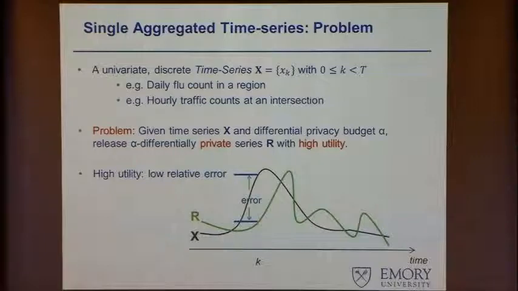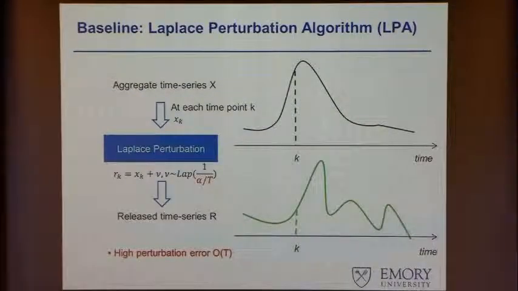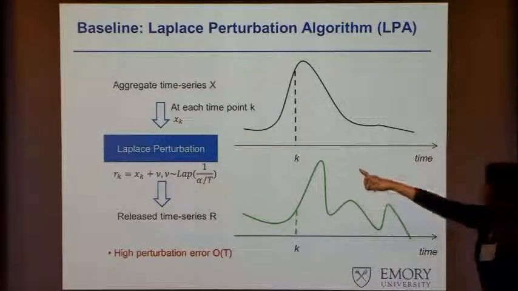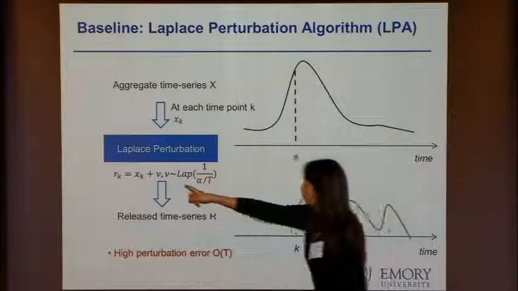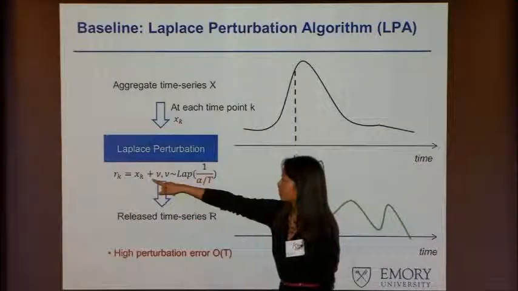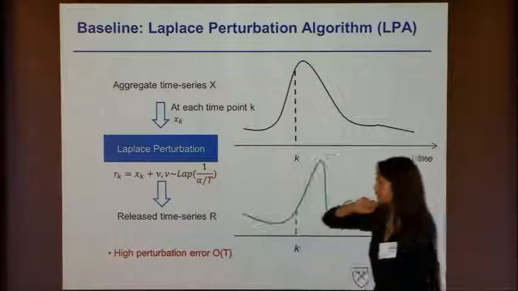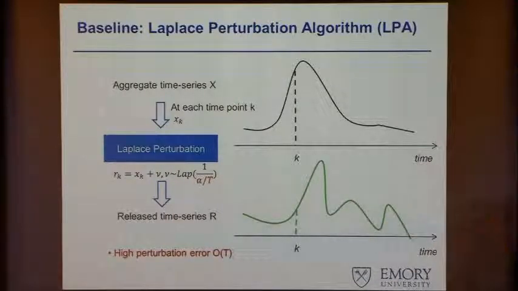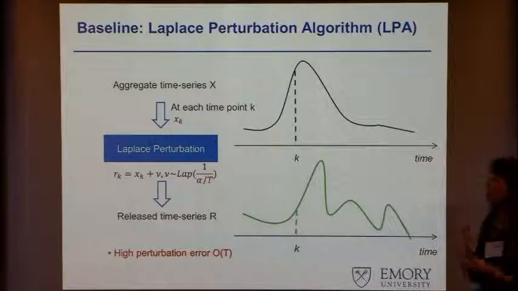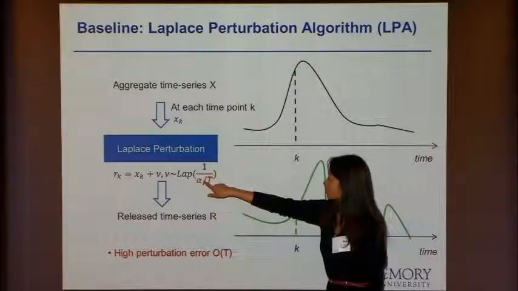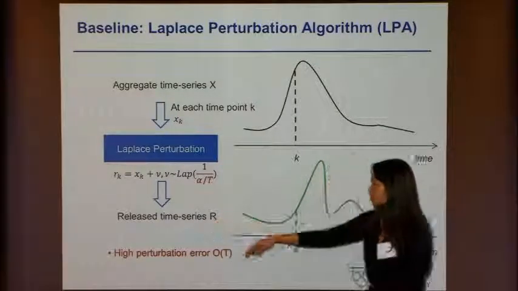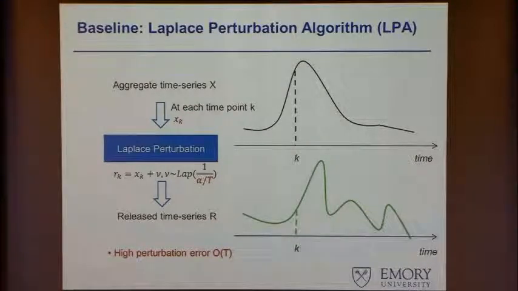So given this problem and given the Laplace mechanism we heard about from Katrina's tutorial, one baseline approach is, at each time point, given the aggregated time series value, we can just apply a Laplace perturbation on the original value. So given X sub k, we can draw a Laplace noise, add it onto the original value, and release the perturbed value. Because we have T time points and overall privacy budget alpha, we have to divide alpha over these T time points based on the sequential composition theorem. So each perturbation gets the budget alpha over T. And as a result, our released time series would have noise of order T, big T, the total length of the time series.